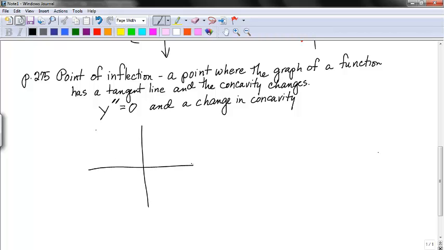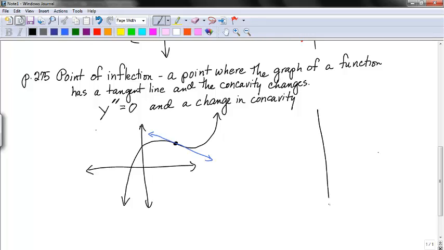This is what a point of inflection looks like. It would be very similar if you graphed a cubic like y equals x cubed, but this one is a little bit different if we're not on the origin. There would be a point of inflection right about here, and a tangent line right about here. It's not where y prime equals 0, it's where y double prime equals 0.